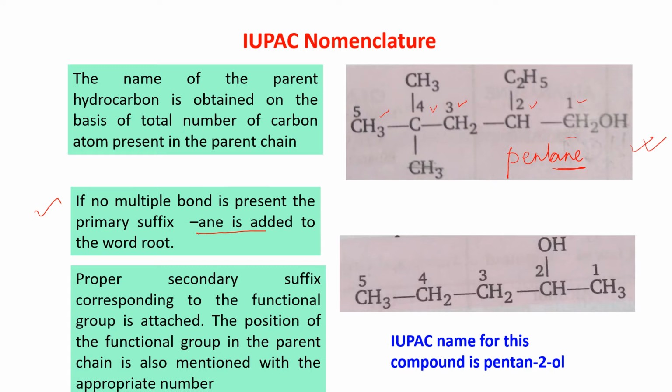Now the proper secondary suffix corresponding to the functional group is attached. The position of the functional group in the parent chain is also mentioned with the appropriate number. Now look at this. This compound is having 5 carbon atoms, so it is pentane, and it is having OH in the second position. So the name of the compound is pentan-2-ol. Now as O is a vowel, the E of pentane is dropped. Okay.